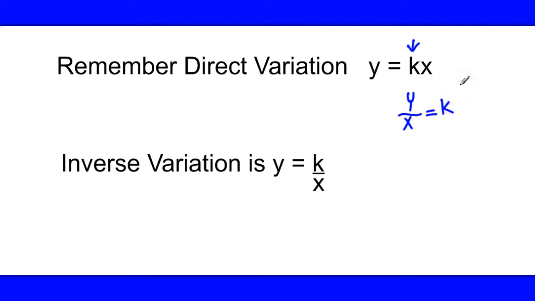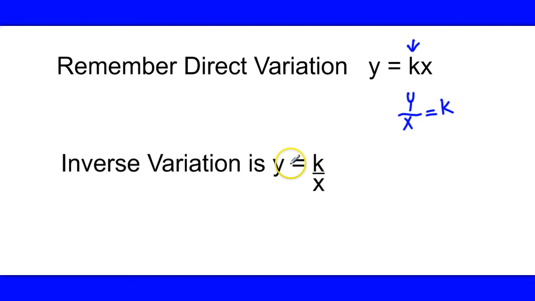So we could tell that something was direct variation if it can be written in this format, or from an ordered pair if we took them and divided the y value by the x value every time it gave us the exact same value, or from the graph, because a direct variation was a line that goes through the origin, through 0, 0. So today we're going to talk about inverse variation, and you'll notice the difference is the placement of the x. Instead of the x being multiplied times the constant, the constant is divided by the x.